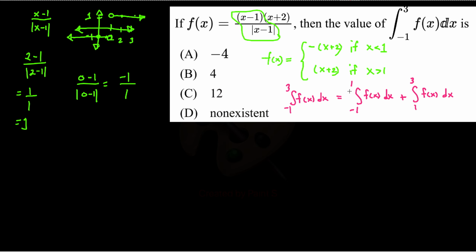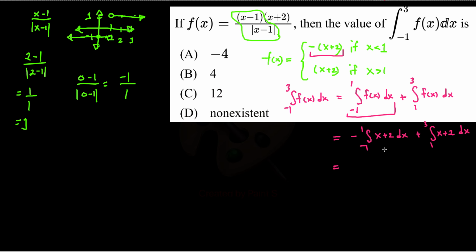And why am I splitting it along 1? Well, for this integral here, it's for values less than 1. And then for this integral here, it's for values greater than 1. So I use this here for this part. So I'm going to get negative, the integral from negative 1 to 1 of x plus 2 dx, plus the integral from 1 to 3 of x plus 2 dx.